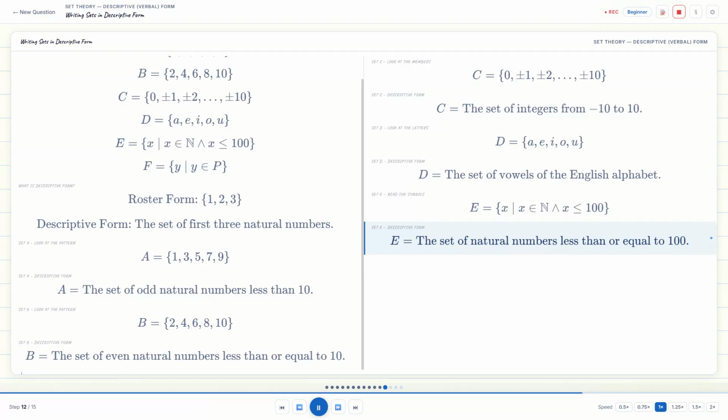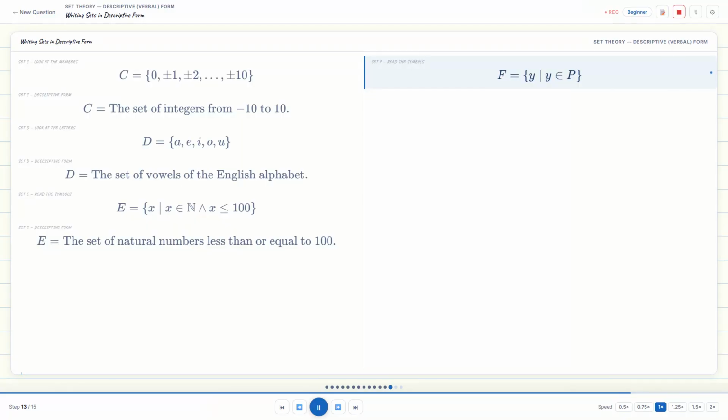So E is just the counting numbers from 1 all the way to 100. We write E is the set of natural numbers less than or equal to 100. That means 1, 2, 3 and so on up to 100.